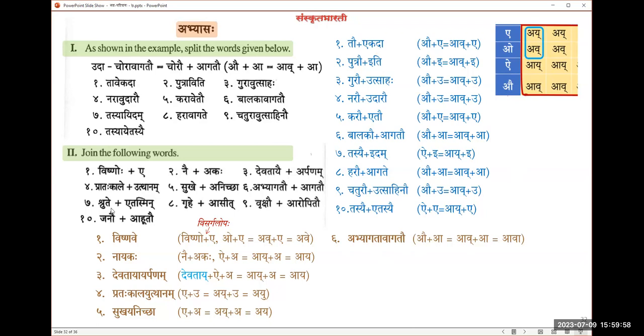Next one, Varya. Shrude plus Edasmin. A plus A. Shrude Edasmin. I. Shrudeyasmin. No, see, you are sticking to the A still in the pronunciation. Shruta ye tasmin. See, you give up the A and put the akara there. There is a new wife for takara. The new wife for takara is a. Got it?